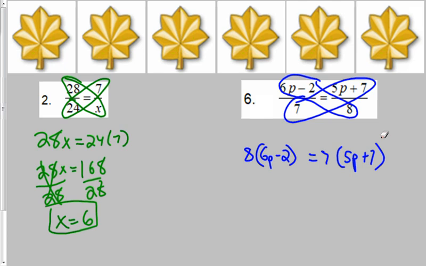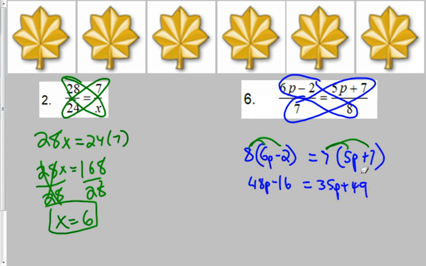Now, both sides have parentheses. Both sides have something that looks like you should be distributing, and that's exactly what we're going to do. We're going to distribute first. If you can ever distribute in an equation, you should always do that first. So I get 48p minus 8 times 2 is 16. The right side, we got 7 times 5p, so that's 35p. Plus 7 times 7 is 49.